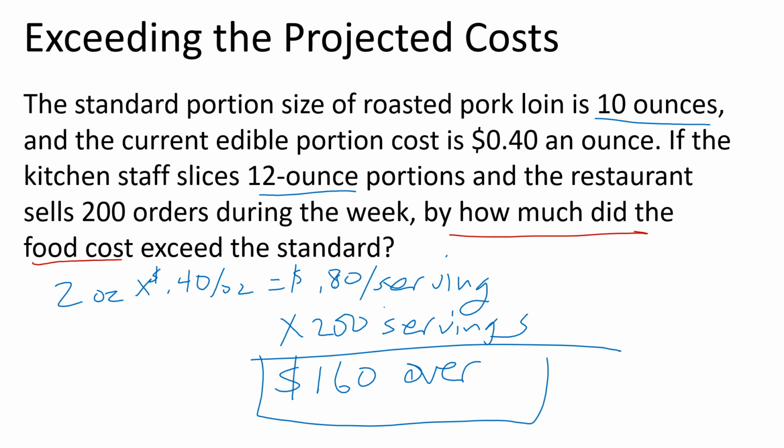So as we're looking at this type of problem, what we want to know is how much did the food costs exceed the standard? Okay, so what we can do is look at that variance. Again, the variance is the difference. So what should we have sold versus what we actually sold? Okay, and so in this case, just to review, we went 2 ounces over. And so at 40 cents an ounce, that's 80 cents per serving times the 200 servings that we served, and that's $160 over.